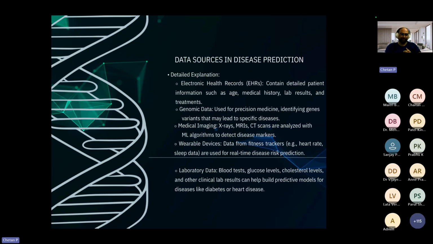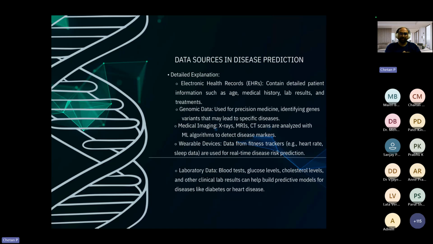It is majorly used electronic health records that contain patient information such as age, medical history, lab results, and all the treatments that the patient has taken. Genomics data is used for precision medicine, identifying genes and variants that may lead to specific diseases. So genetic disease identification is also very important, and it has more complex data sets than the other one.